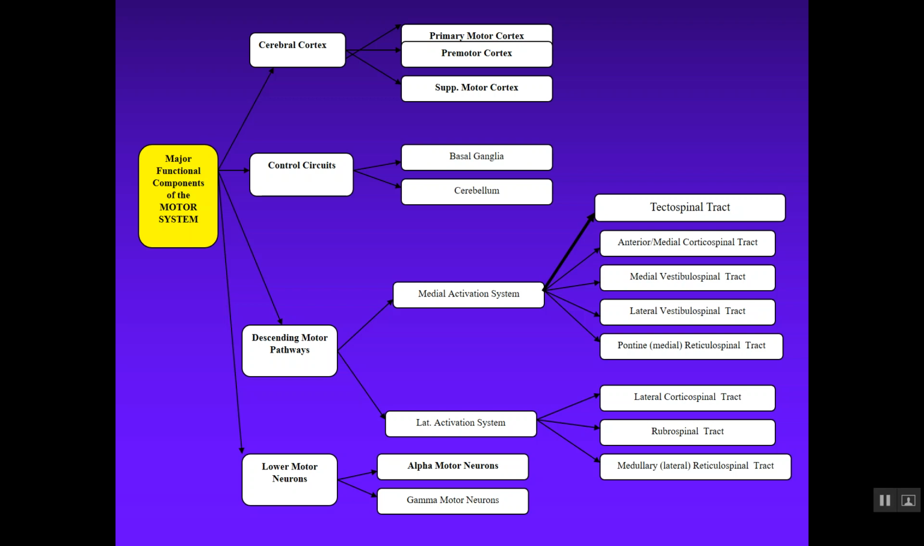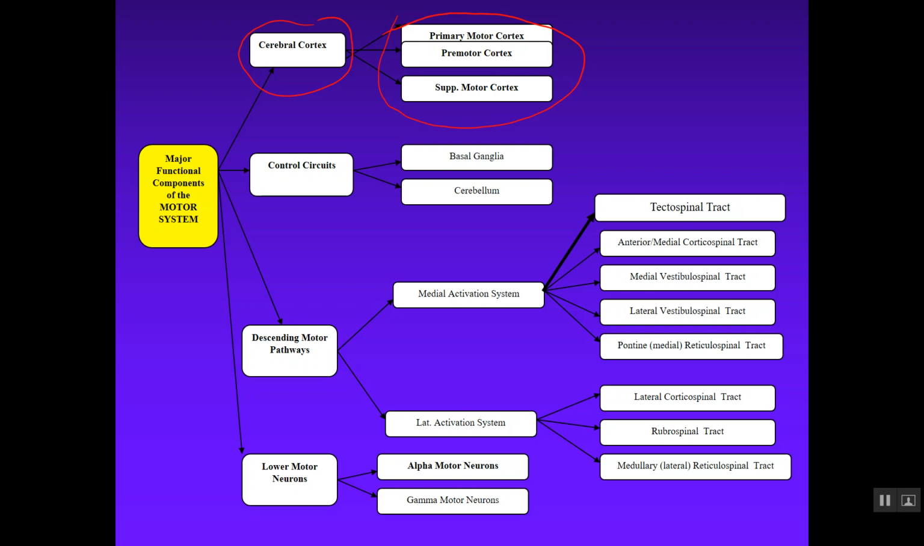So here's our schematic of the motor system. Similar to what we did with the somatosensory system, we're going to do that with the motor system here. We start with the major components of the motor system. We have our cerebral cortex. There are different regions, and we'll get to that today. The cortex is key for voluntary movement, when you actually decide to move, okay? It doesn't help you much with involuntary or reflex types of movements, but it's very important for voluntary movement.